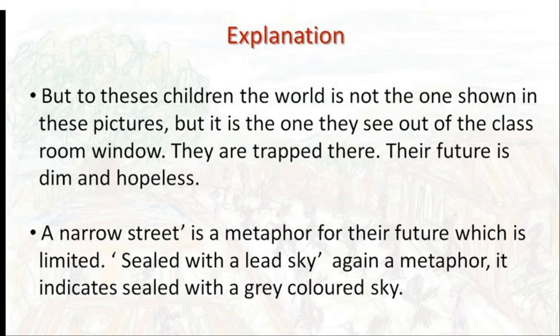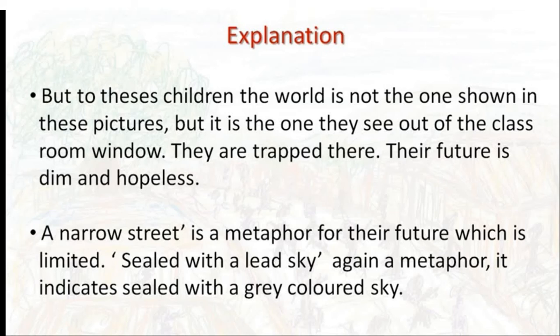So their world is limited to the narrow streets, and this world is covered with not a clear sky, not a cloudless sky, but a dark, dull sky. Why a dark, dull sky? Now see, clear blue sky refers to hope. But there is no hope. There is no improvement for any kind of hope in the lives of the slum children. And dark, dull, lead sky refers to where there is no hope, where there is no future.